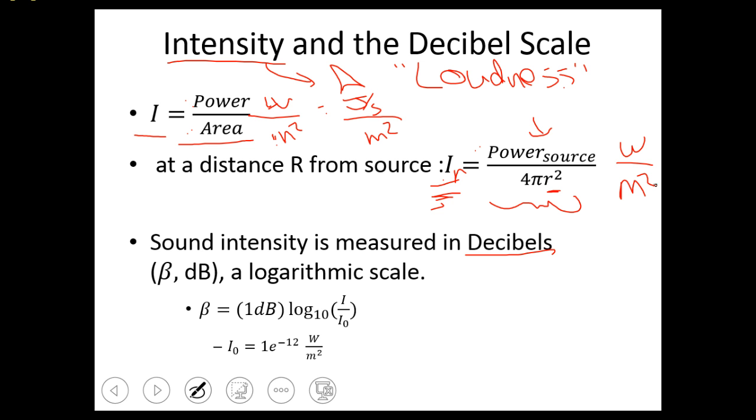This is represented by the symbol beta in equations, and we abbreviate decibels as dB. And so I take this intensity that I got from up here, I divide by I naught, which is just a constant, and I take the log base 10. Once I do that, I've converted intensity in watts per meter squared to sound intensity in decibels, and that's something that makes a lot more sense.